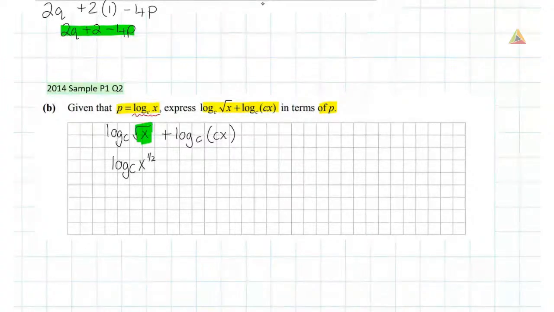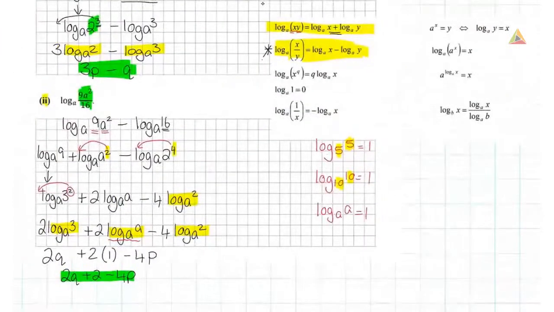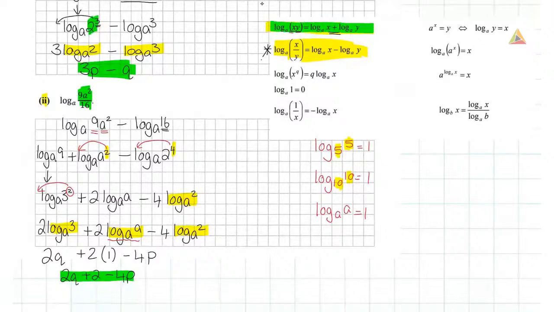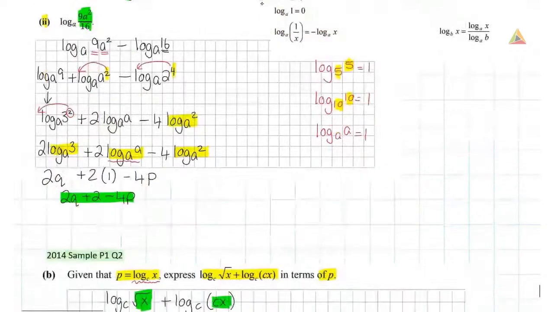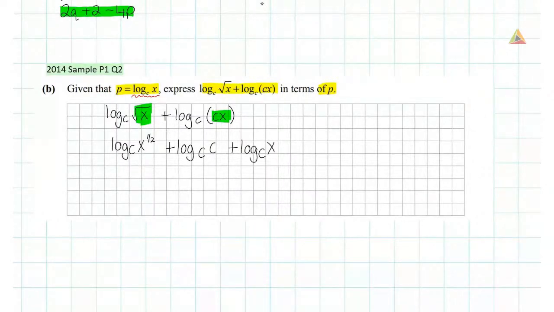And I'm going to just very quickly have a look at this. So I have a product, c times x. So I'm going to go back to my first law of logs here. Okay, so that tells me that we have log base c of c plus log base c of x. So the first law tells me to add those two logs together.